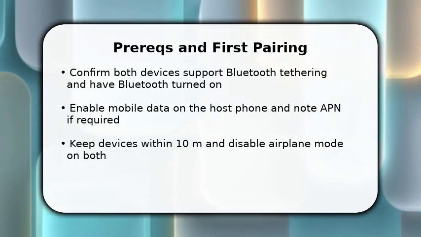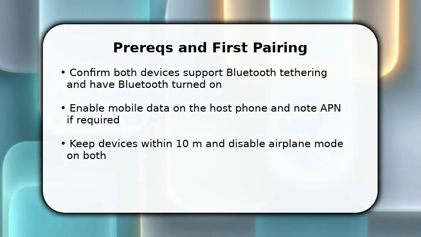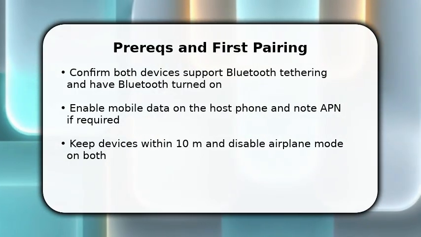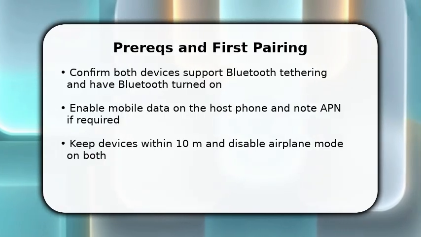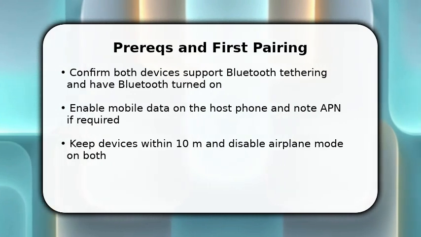On the host, open the Bluetooth settings and make the device discoverable. On the client, scan for the host. Once you see the host, pair devices using the PIN or confirmation prompt. Make sure pairing completes before progressing to network sharing steps.